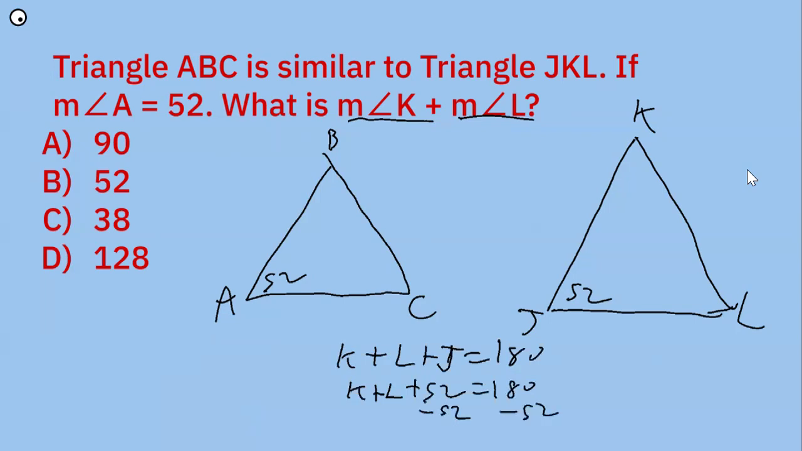Subtract 52. So K plus L equals 128. Okay. And we can't find what K and L are individually with the information they gave us, but we don't need to find it, right? This gives us what we need. We just need to find K plus L, and it is D. Okay, great. And now we will go to the next question.